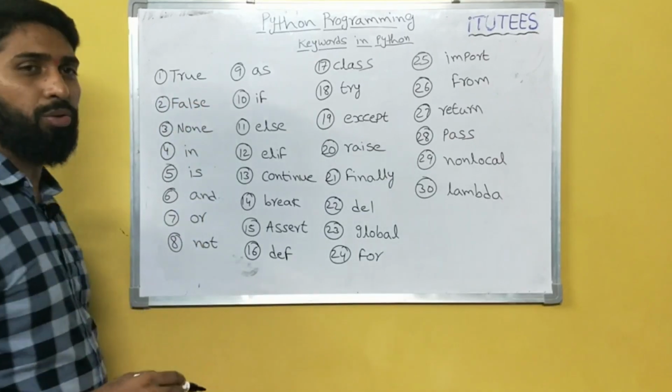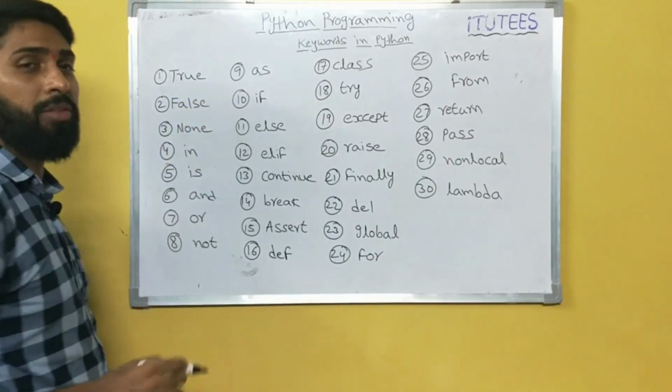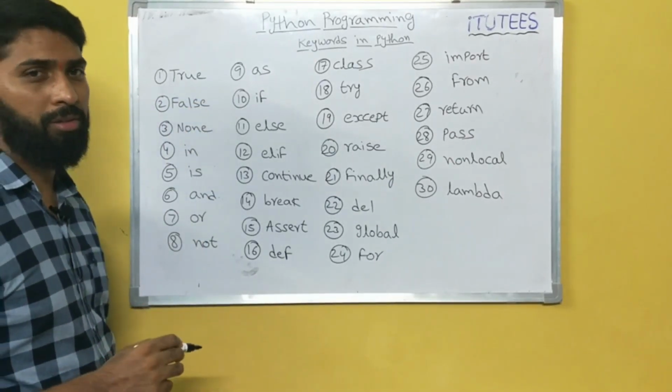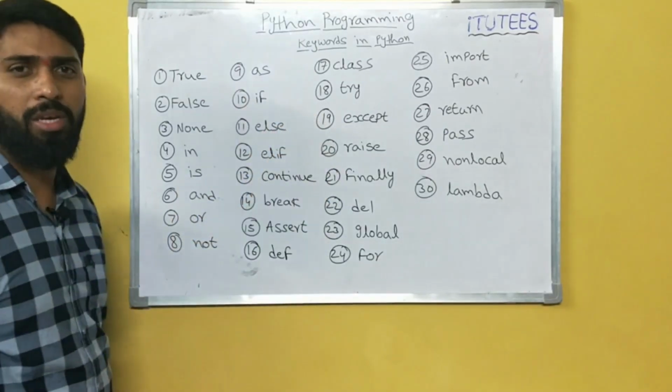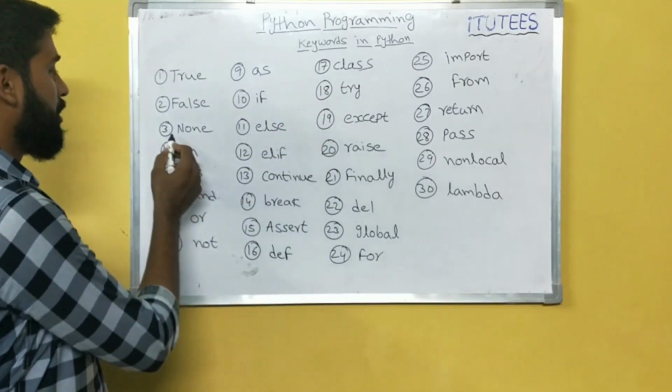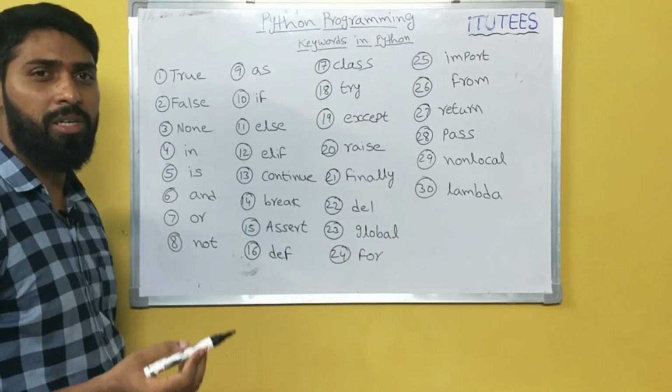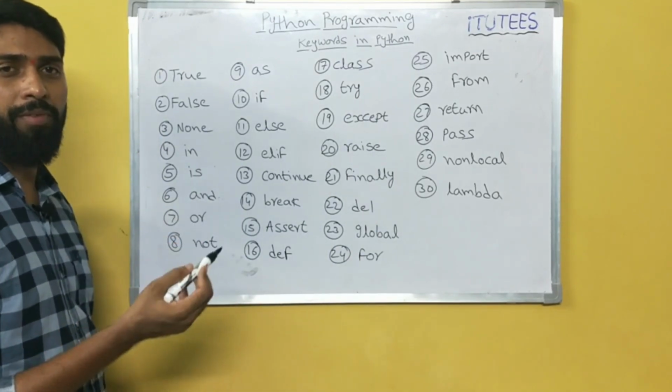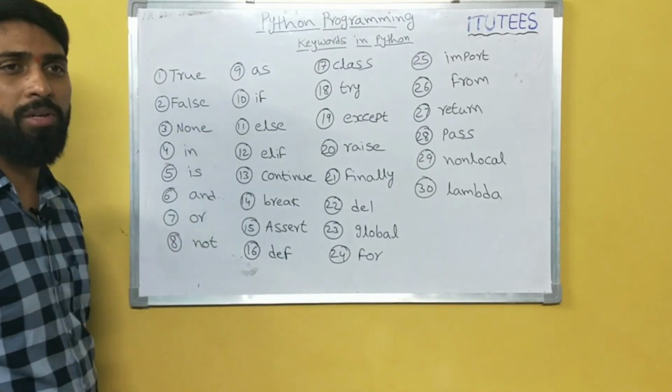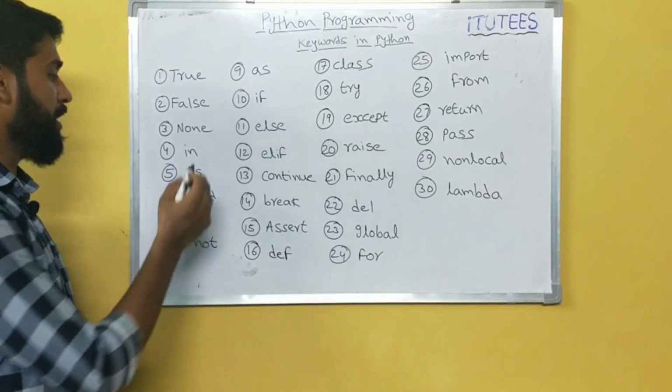So one is True, and False. These two are the Boolean values. We cannot use these keywords as variable names. So next one, None. None means if you are assigning nothing to a variable, then we can initialize that variable using None.